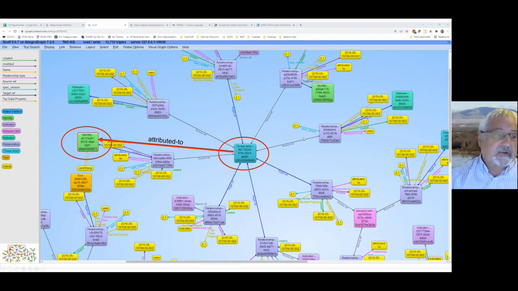I'm looking for threat actors that have relationships to identities, where that identity is actually attributed to being that threat actor. So tremendously powerful capabilities to do graph analytics, semantic graph queries, SPARQL queries into knowledge bases represented in STIX 2.1 JSON data.